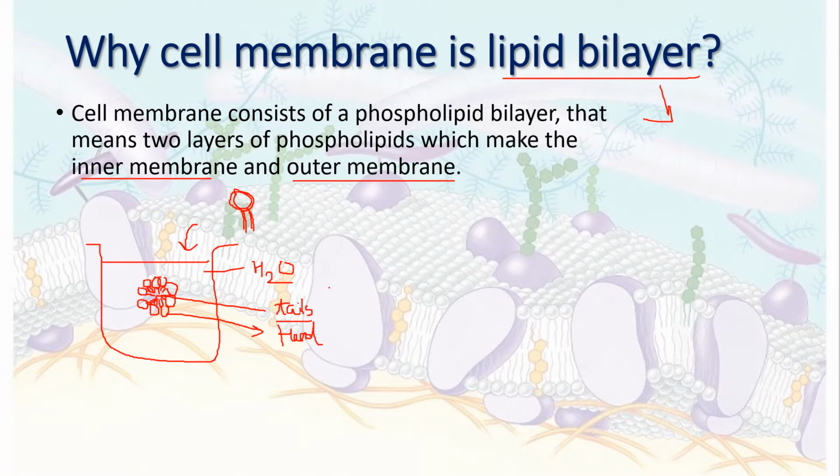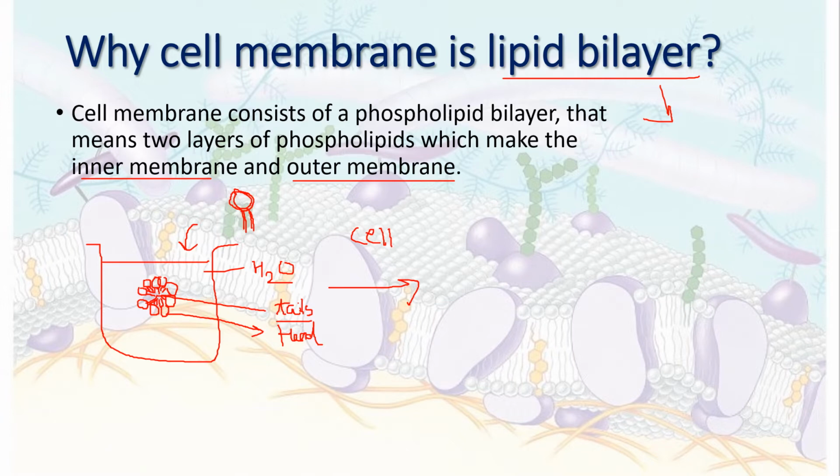But in case of a cell, the cell interior is cytoplasm, which is aqueous, and the outer surrounding is also aqueous, that is the extracellular matrix. So the tails tend to come together as they are hydrophobic, and the heads point toward the aqueous region. Thereby, these phospholipid molecules form a bilayer.